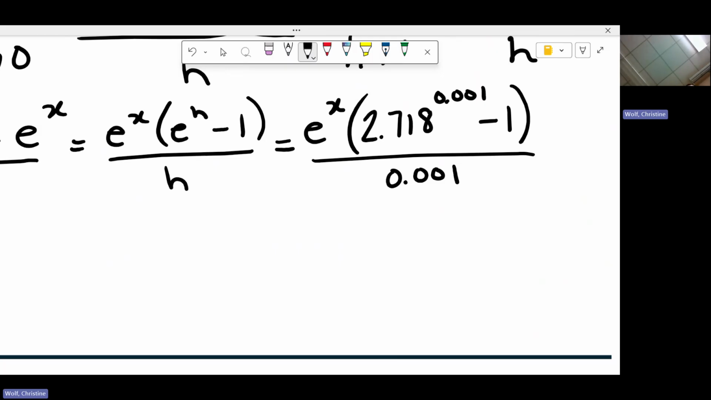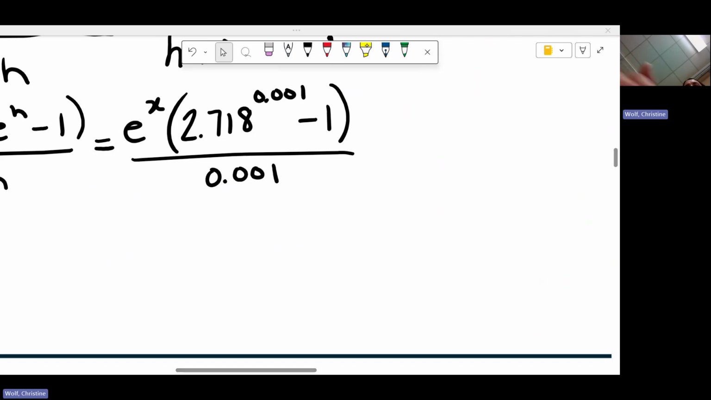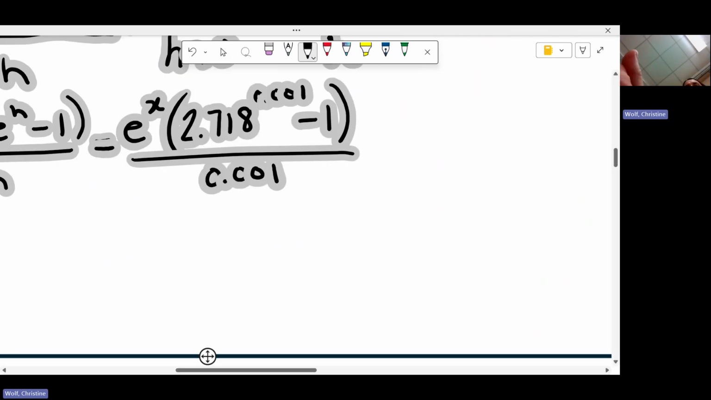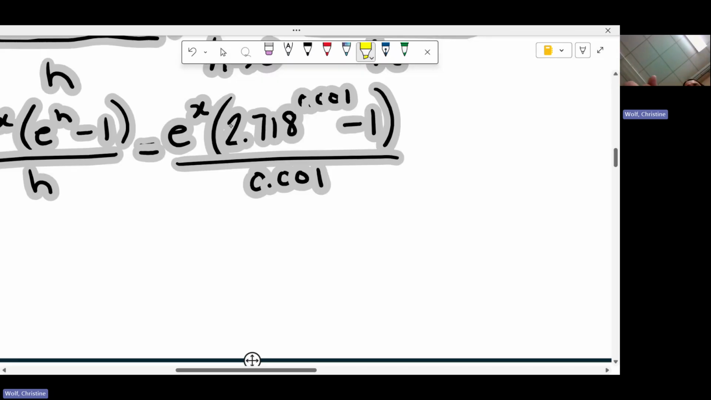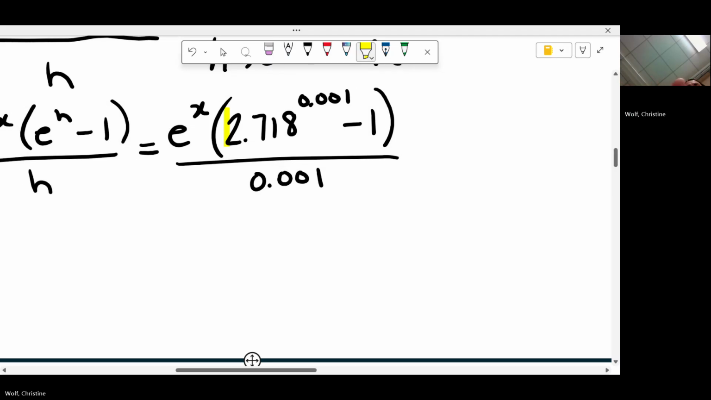Okay, you guys believe me though that all of this comes out to being 1? Oh my gosh, Miss Wolf. You got it, Janaea? Okay.